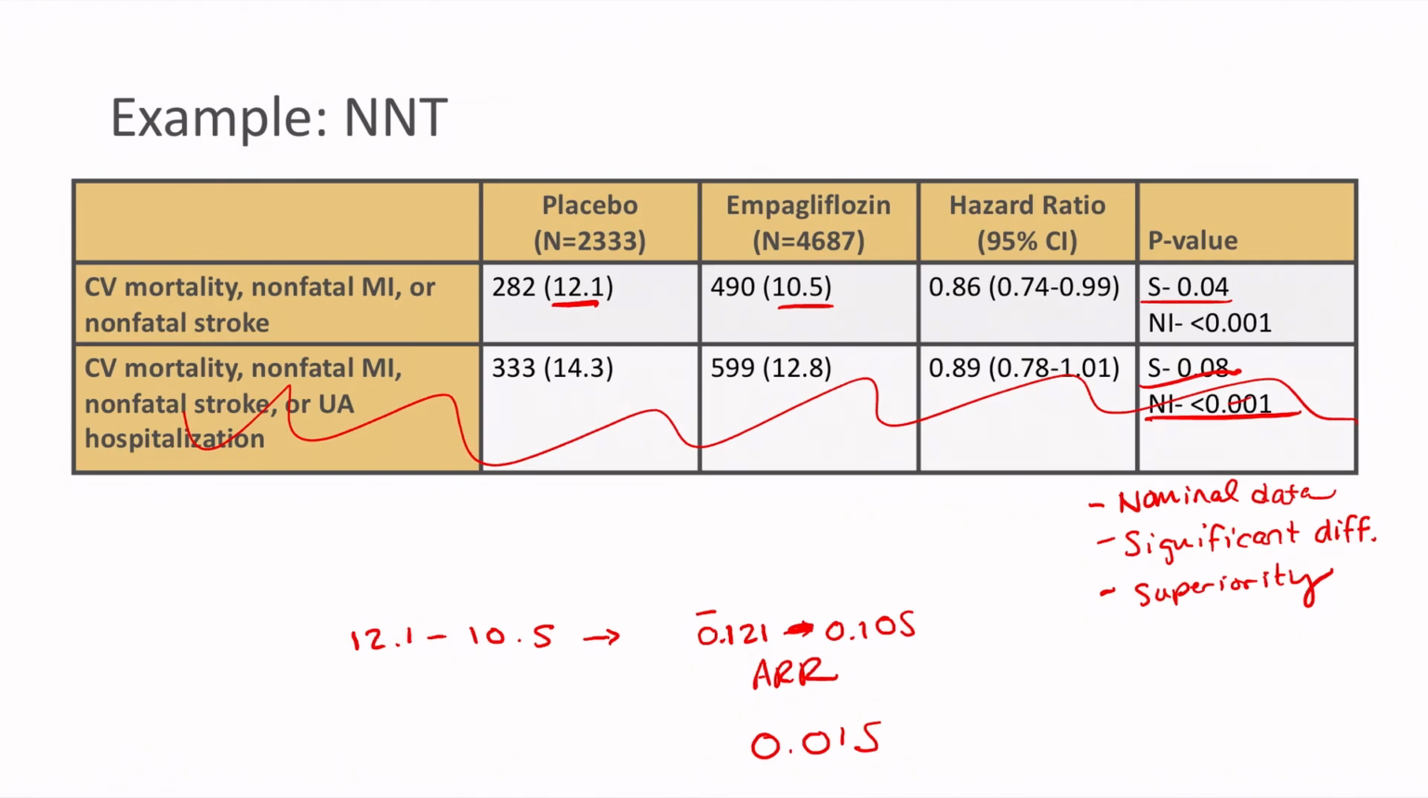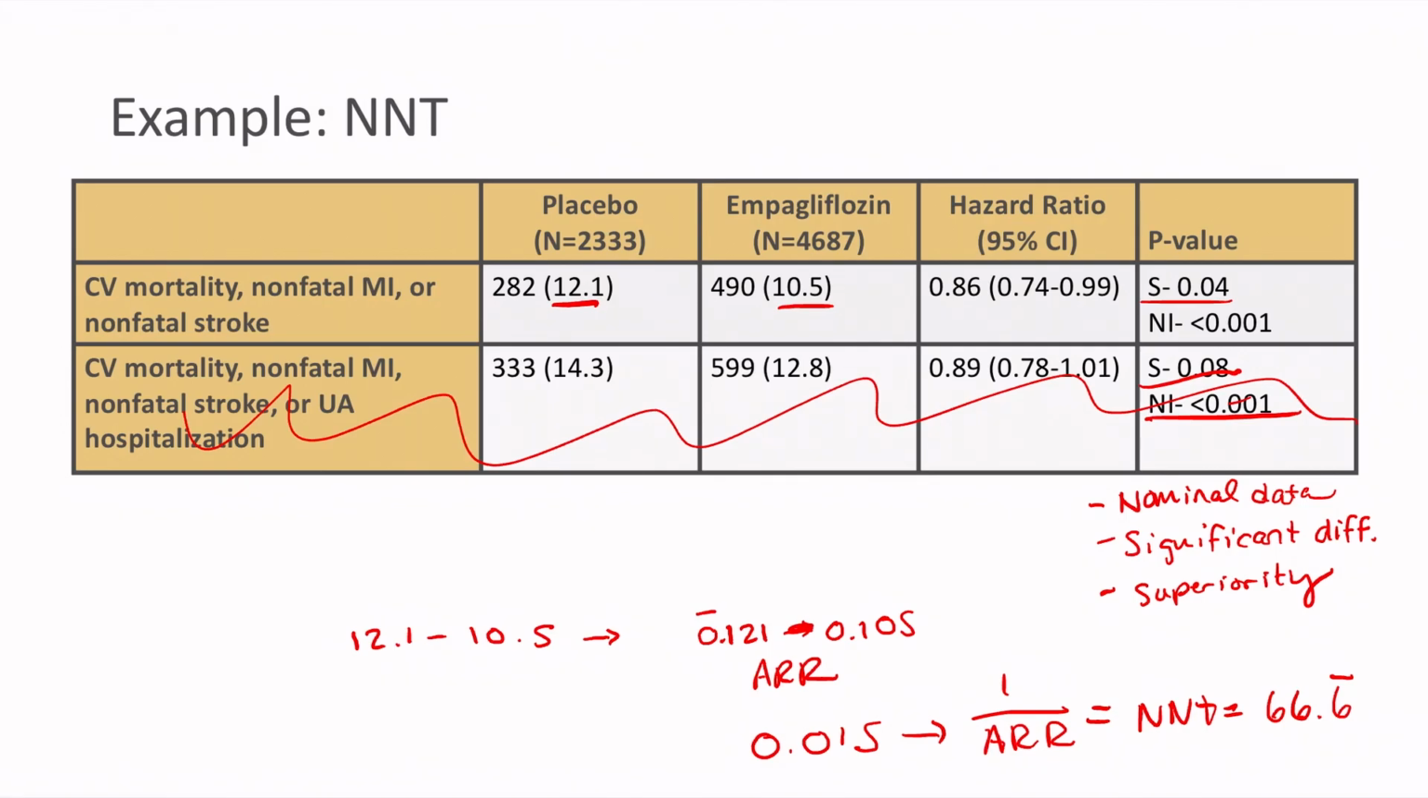Now, if we take 1 over the absolute risk reduction, that gives us our number needed to treat, which equals 66.66666.